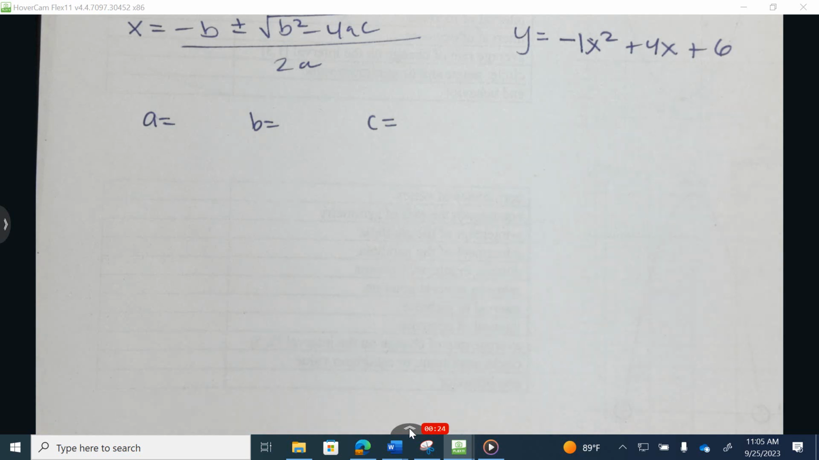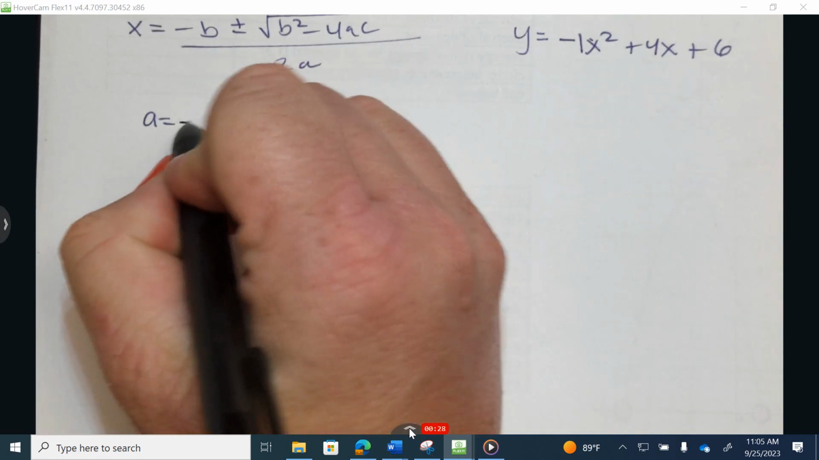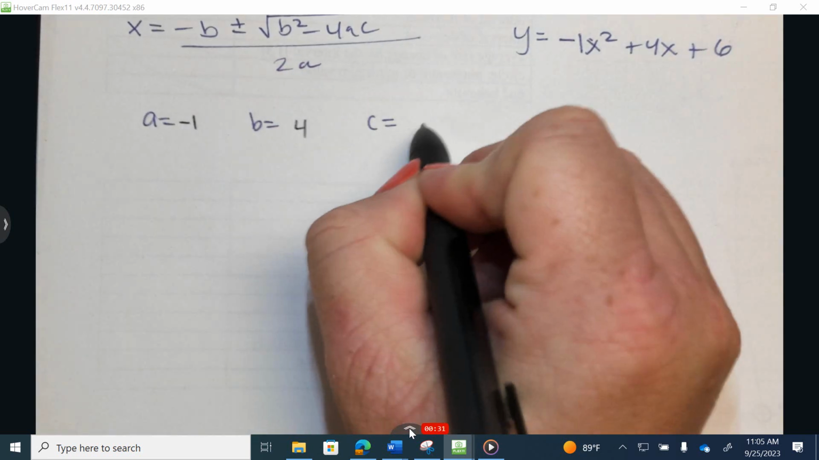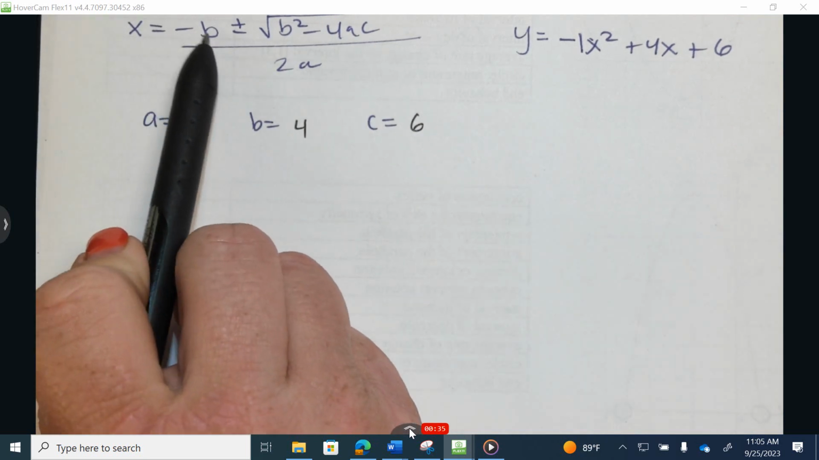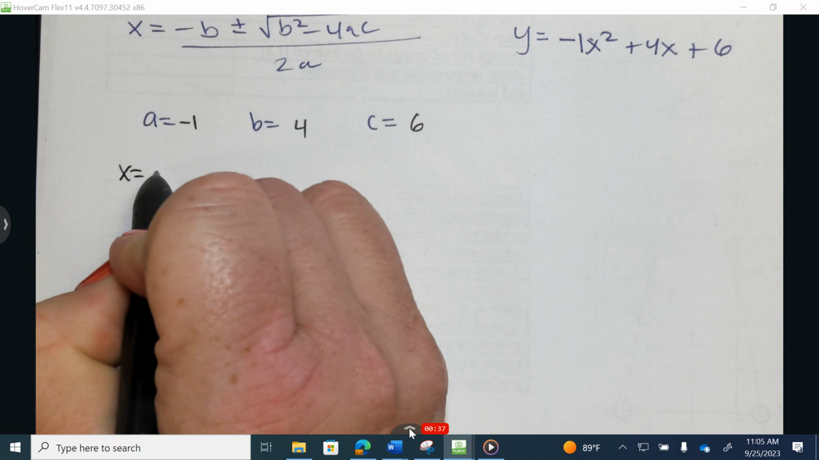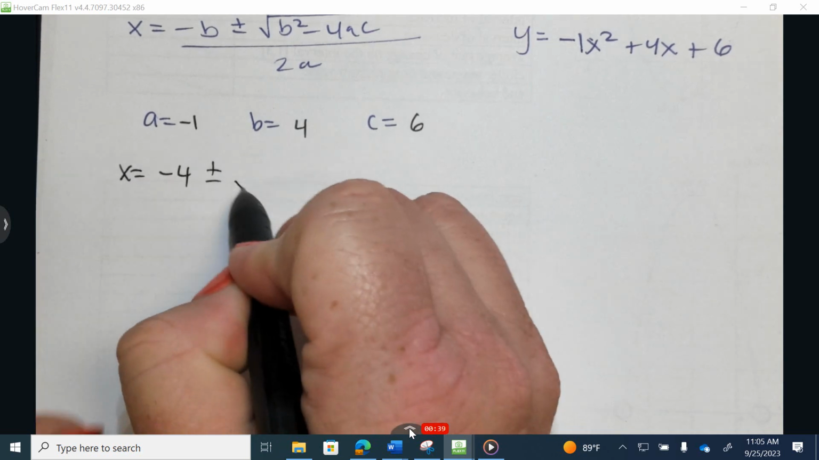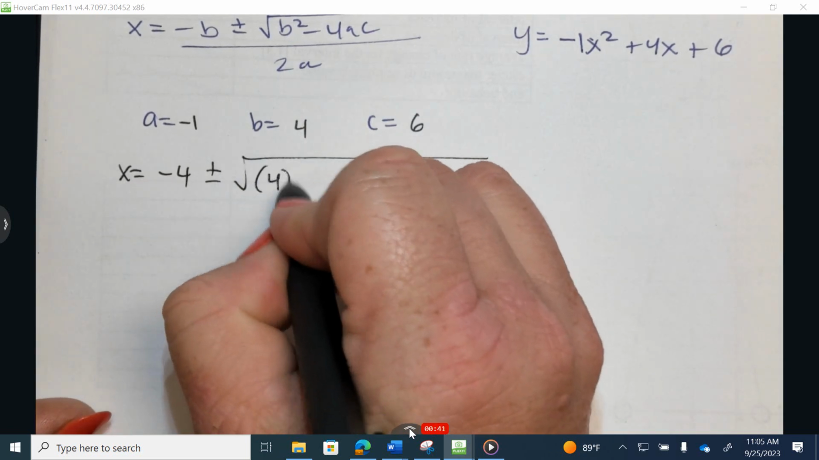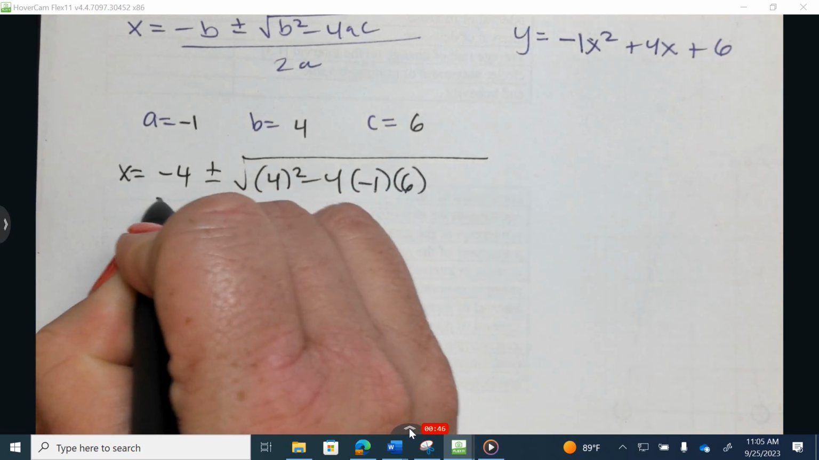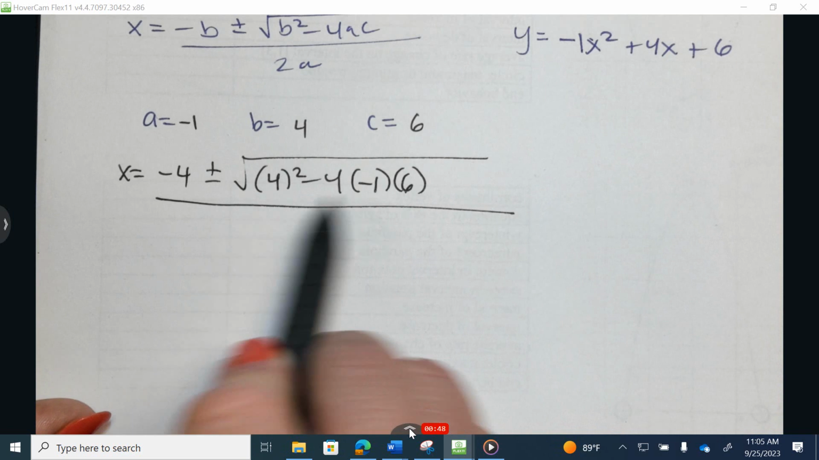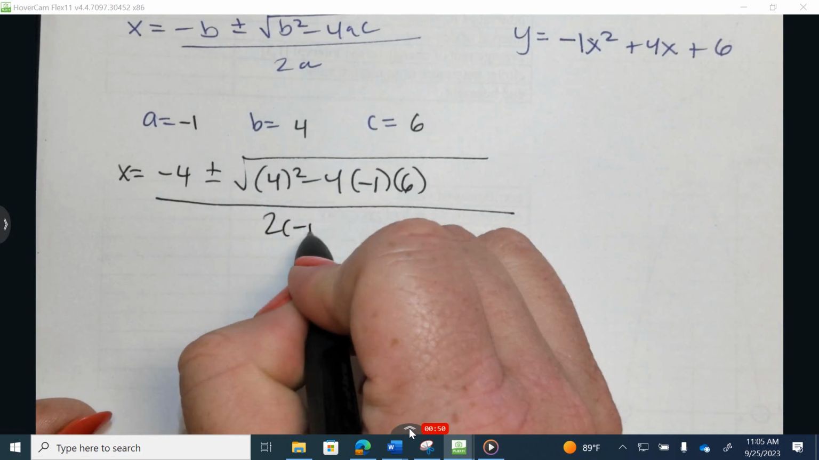This is the formula we're provided for question number 3. Identifying, the a is -1, the b is +4, and the c is 6. And now I'm simply going to plug them in. Remember, this means take the opposite sign of b. X equals -4, and then this is going to be 4 squared minus 4 times a times c, all over the entire thing, not just the radical. The entire thing is over 2 times a.